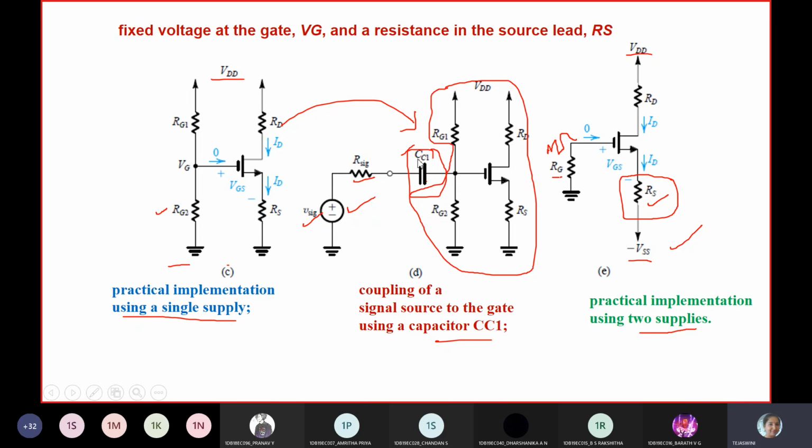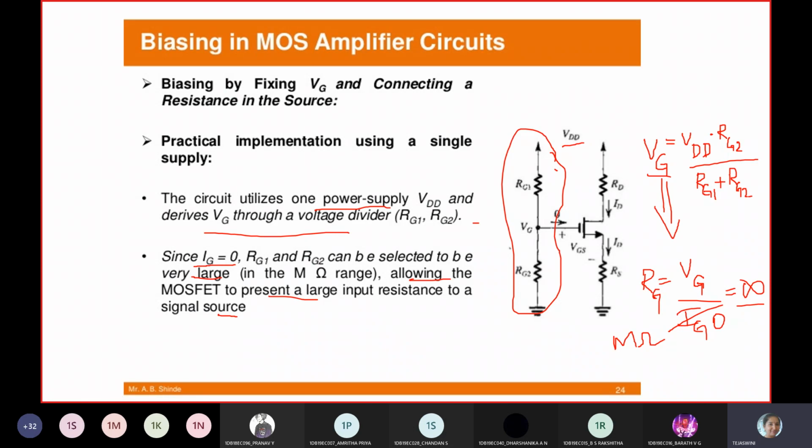And here we have used a coupling capacitor, which allows AC and blocks DC. And here it is a dual supply. Whenever you are using a dual supply, we'll prefer this practical implementation. And this is how we find a VG value and how to choose a gate resistance. The gate resistance value has to be large, in terms of mega ohm.